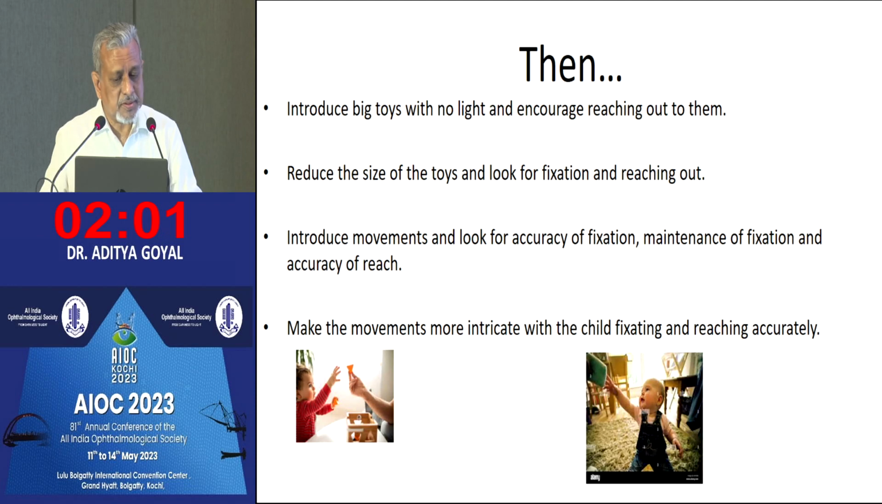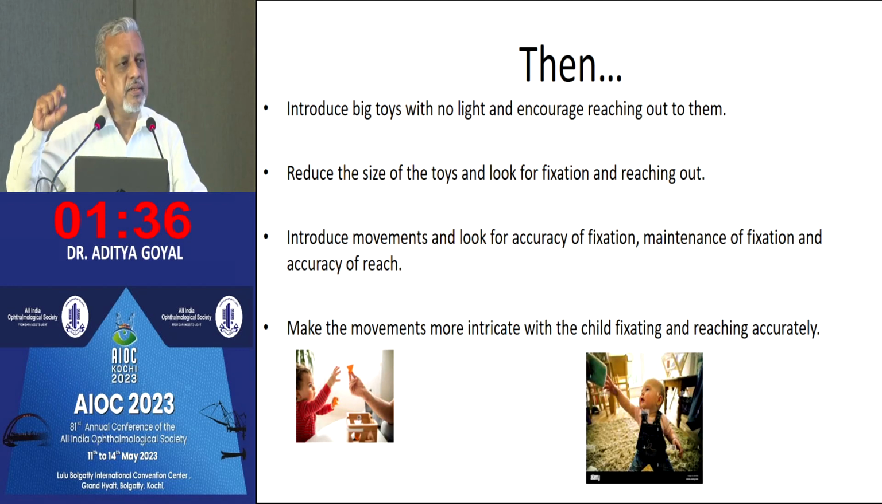Introduce big toys with no light and encourage them to reach out to the toys. Initially, we are only looking at the fixation, the eyes, whether the child is able to perceive it, look at it or not. Once all that is there, start reaching out. The eye-hand coordination has to improve. As the child is able to see the big toys, please reduce the size of the toys and keep on going till the time the child is able to look at the smallest possible toy and able to fixate it and follow it.